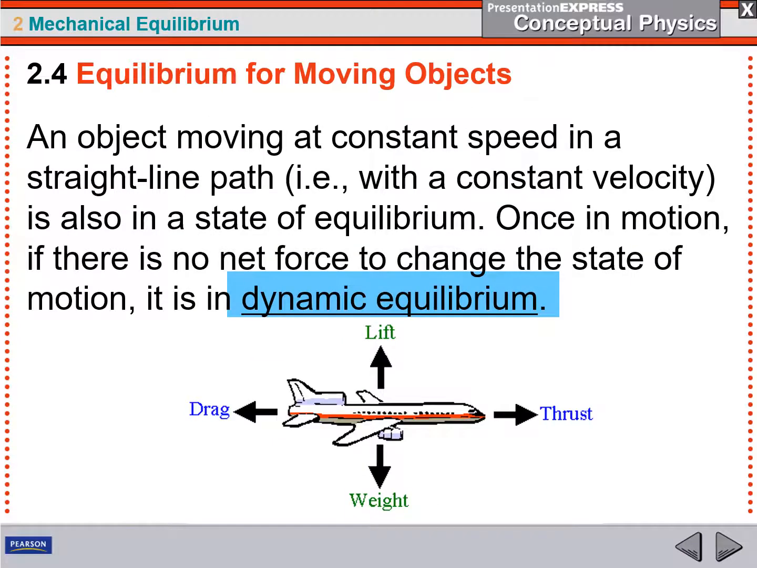But another category is dynamic equilibrium. Any object moving at a constant speed in a straight line. Later on, we're going to define that as having a constant velocity. That's also a state of equilibrium. Once an object is in motion, and if there is no net force to change that state of motion, then that object is in dynamic equilibrium. It doesn't mean that no forces are at work. It means if you add the forces up, they add up to 0. And so the object doesn't change whatever motion it has currently.